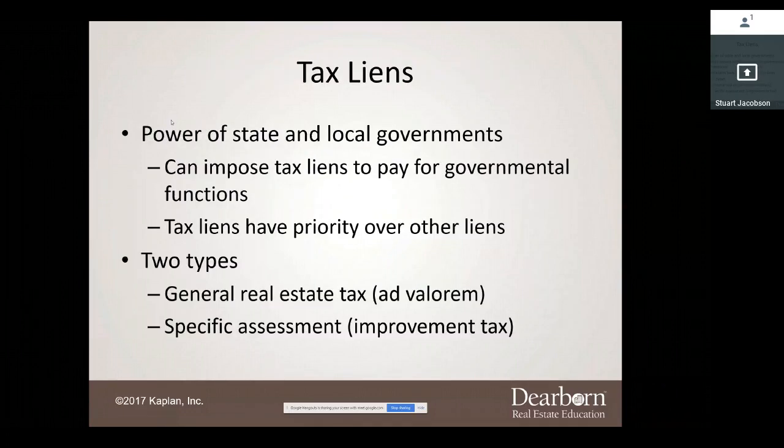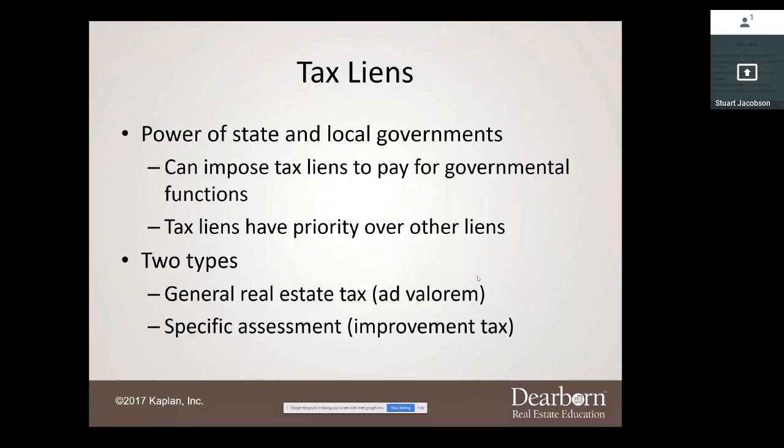So let's talk about real estate taxes for a second. Taxes are a lien on the property. The real property taxes, the general real estate taxes, are called your ad valorem taxes. Your ad valorem taxes are going to take priority over any other lien on the home. Liens on the home are an encumbrance, a financial encumbrance, and real estate taxes are going to have priority over any other lien you're going to have on said property.